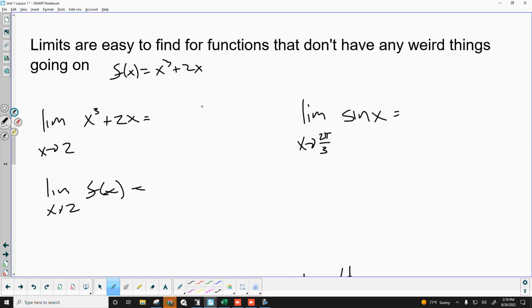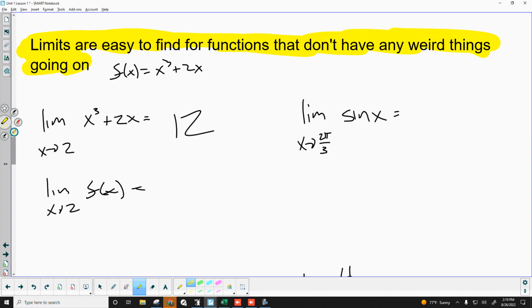Most functions, limits are easy to find for functions that don't have any weird things going on. You don't have a jump or a hole. There's no dividing by 0 anywhere. If it's not a piecewise function, it's a piece of cake. Just plug in x. Because if you plug in x and you get a y, if you plug in something a little bit less and a little bit more than that x, you're going to get that same y.